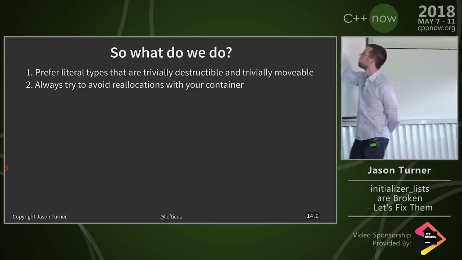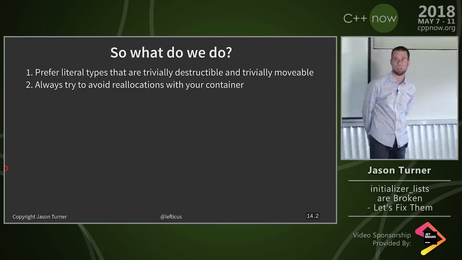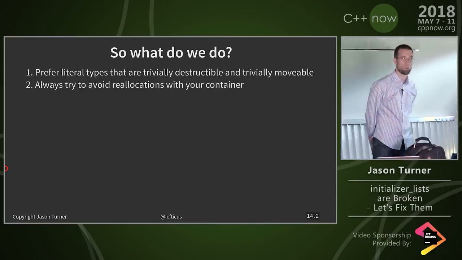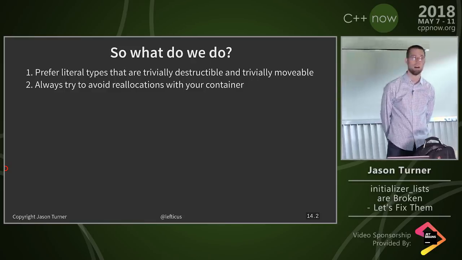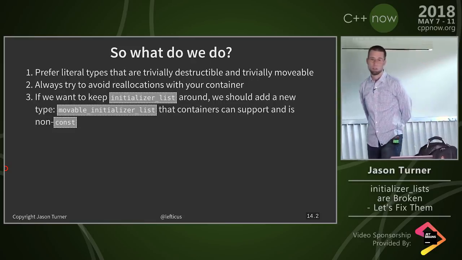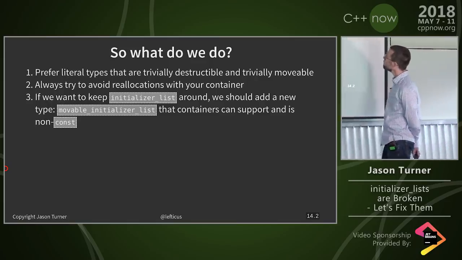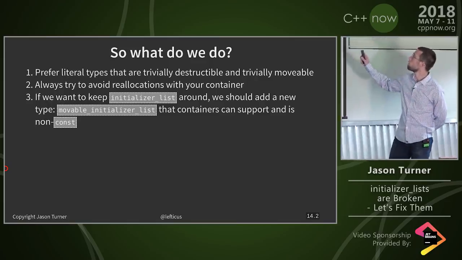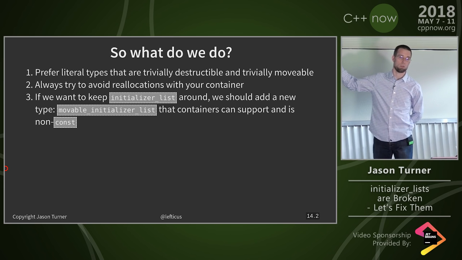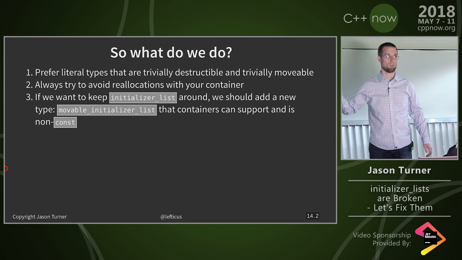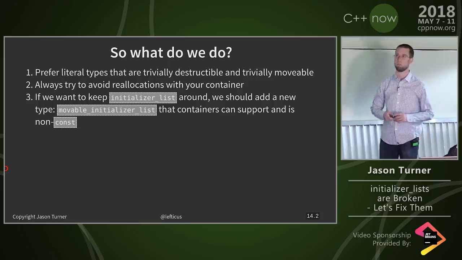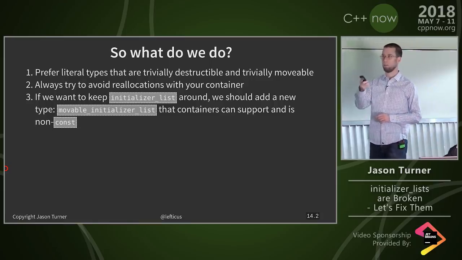Always try to avoid reallocations with your container if you can. The resize was really the main gain that we got in many of these cases. Or excuse me, not resize, the reserve. If we want to keep initializer lists around, we should probably add a new type, some sort of movable initializer list, so that containers could optionally support this thing. Do you have a comment?